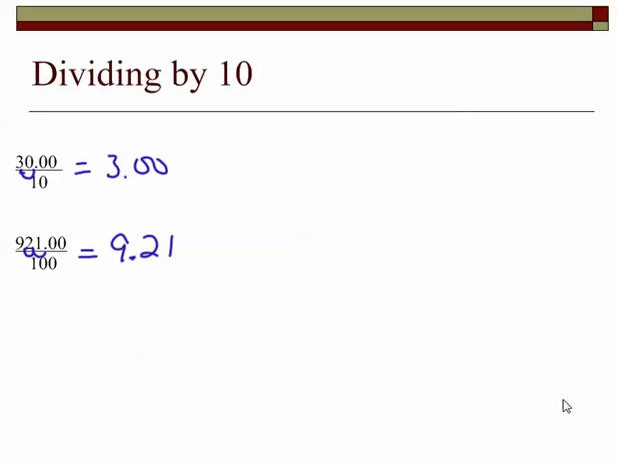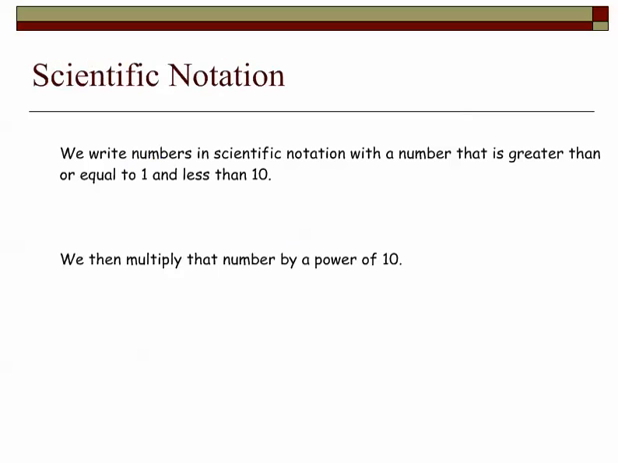Understanding how dividing by 10 and multiplying by 10 is represented by a shift in decimal placement makes it easier for us to work in scientific notation. Now, in scientific notation, there are some specific rules we have to follow. And the first rule is that no matter what number we're initially talking about, we are going to represent it with a number that is between 1 and 10.